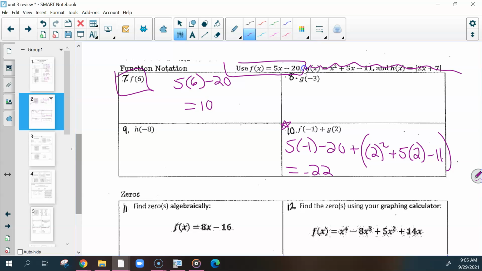Other questions on number 10 or 7 because I just did it? We actually have one left, for the G one, right? Number 10. What was the G supposed to be? So G was this function right here. Yeah, but for F, it was 5x minus 20, right? Yeah, so that was the function of F. Then we have to use the function of G for 2. Oh, that's why they're two different functions.